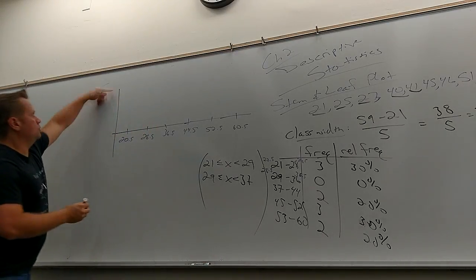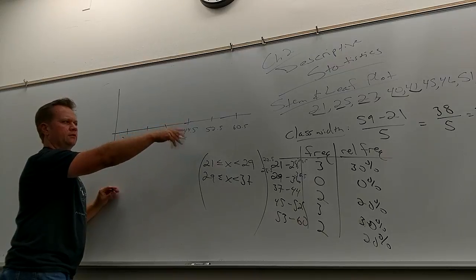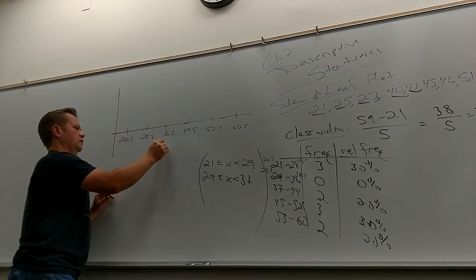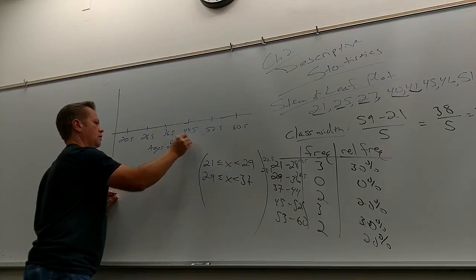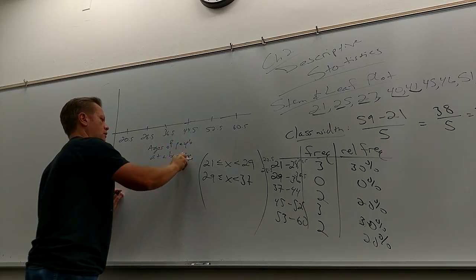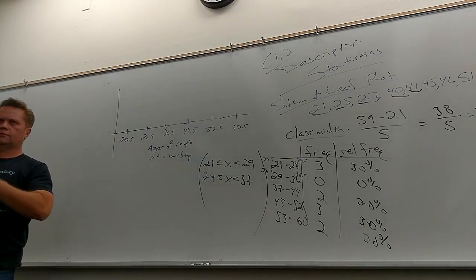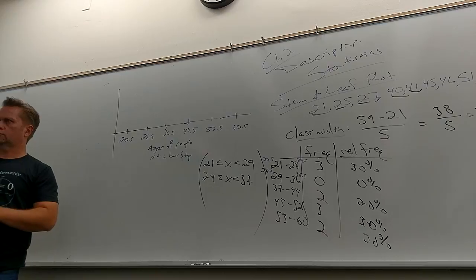And then this one, so what do these represent again? Did I have an idea with that? No, let's just say this is ages of people at a bus stop. So you have to label your histograms. Otherwise, they don't mean anything.